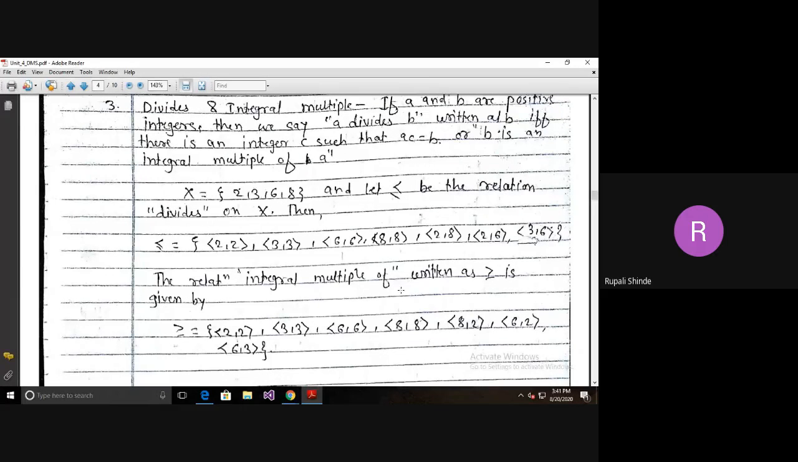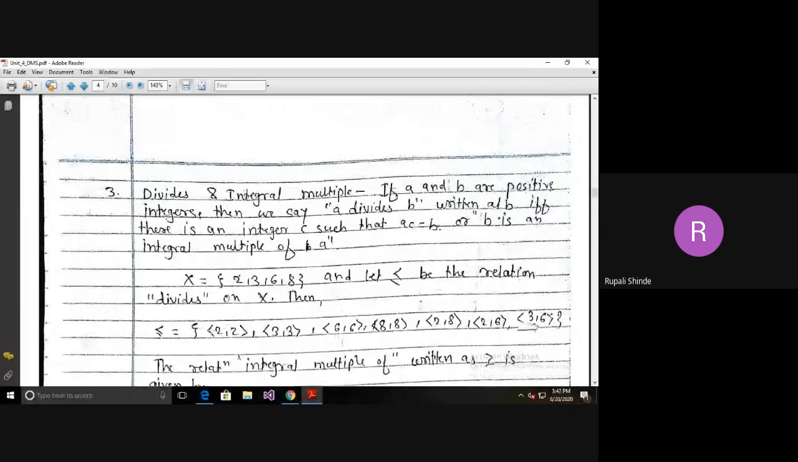So now we have to apply the relation integral multiple of on this set X. So we can say that 2 is an integral multiple of 2, 3 is a multiple of 3, 6 is a multiple of 6, 8 is a multiple of 8, again 8 is a multiple of 2, 6 is a multiple of 2 and 6 is a multiple of 3. So all these ordered pairs are satisfying this integral multiple relation. That's why all these are partially ordered relations.